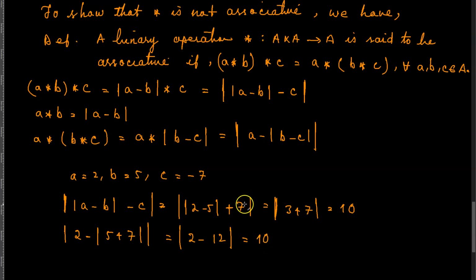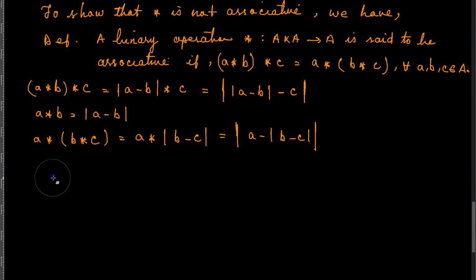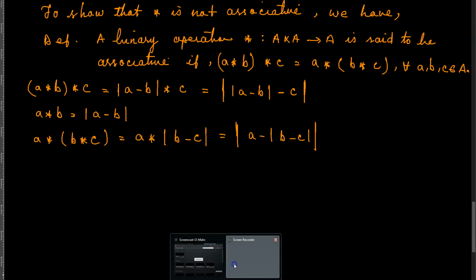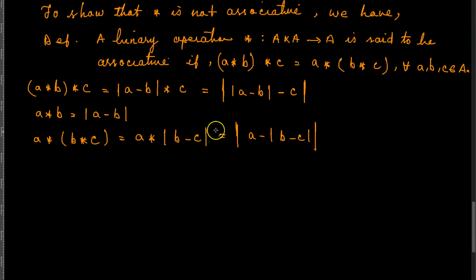So I have to create some sort of situation where we have to create a counter example here. And let me check my answer here. Now I can see a couple of values here. Let's take a as 1, let's take b as 2, and let's take c as 3.